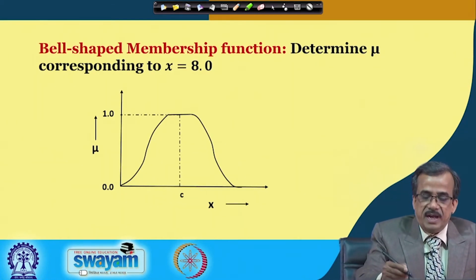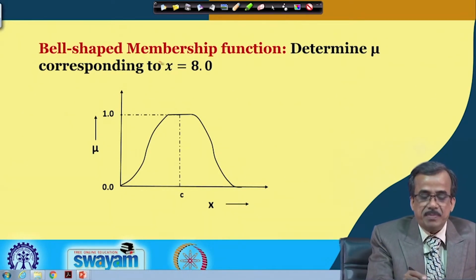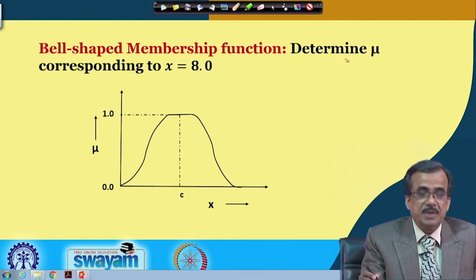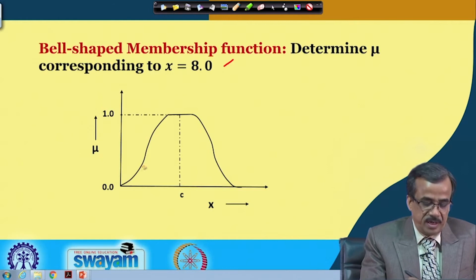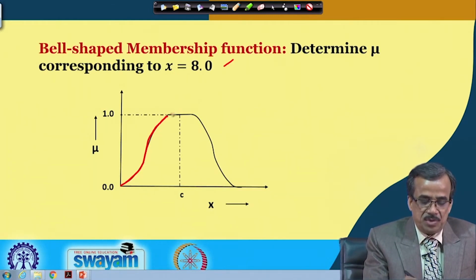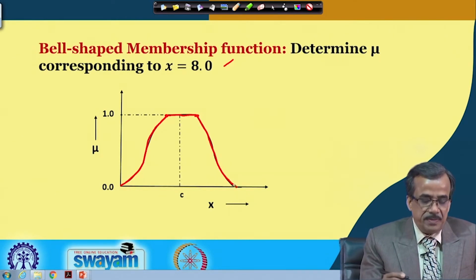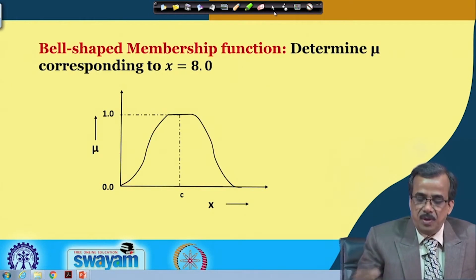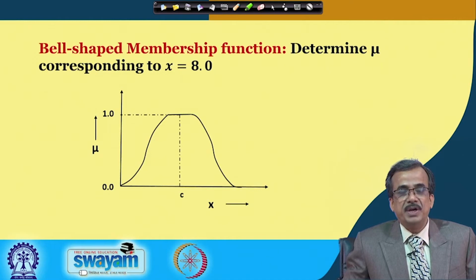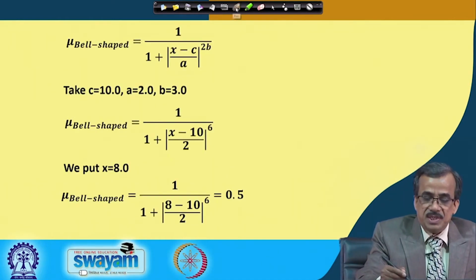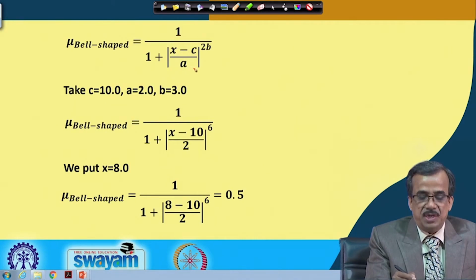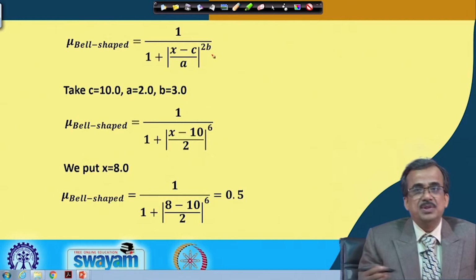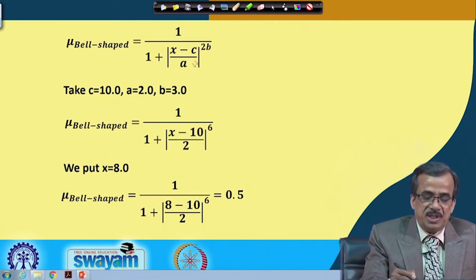Now, we are going to concentrate on another membership function distribution, called the bell-shaped membership function distribution, and our aim is to determine the value for mu corresponding to x equals 8.0. Now, let us see how to do it. This is the bell-shaped membership function distribution, and mu varies from 0 to 1. The mathematical expression, which I have already discussed, is mu bell shaped equals 1 divided by 1 plus the mod value of (x minus c) divided by a, raised to the power 2b, and I have already discussed the meaning of a, b and c.